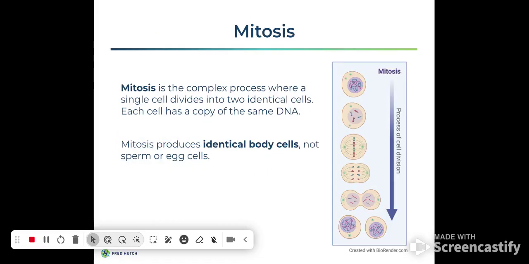Okay. And then, like I said, we have mitosis, which is the step where the single cell divides into two identical daughter cells, and each cell has a copy of the same DNA that the original cell had. So these produce body cells, but not sperm and egg cells, which are created using a different process that we'll learn about later in the year.